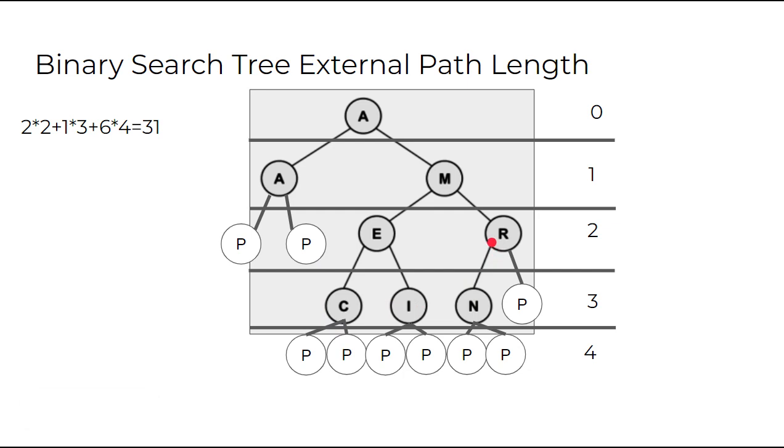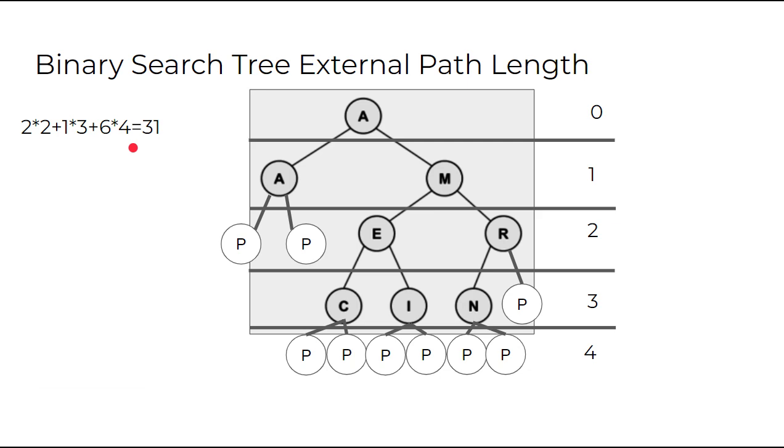This R, however, has a left node, but no right node, so it does have a potential right node. So when calculating the sum of the depths of all potential nodes, we have 2 potential nodes with a depth of 2, 1 potential node with a depth of 3, and 6 with a depth of 4. And when you do that math, it equals 31.